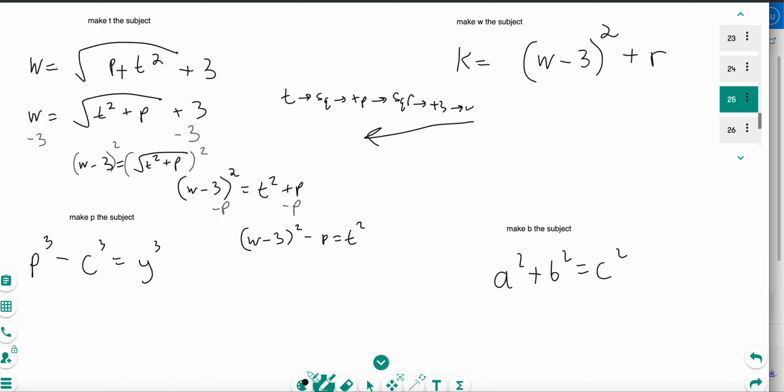And how do you get rid of a square? We square root. So I'm going to square root the left-hand side, and then make sure you balance it out. So on the left-hand side, it's the square root of w minus 3 squared minus p equals t.